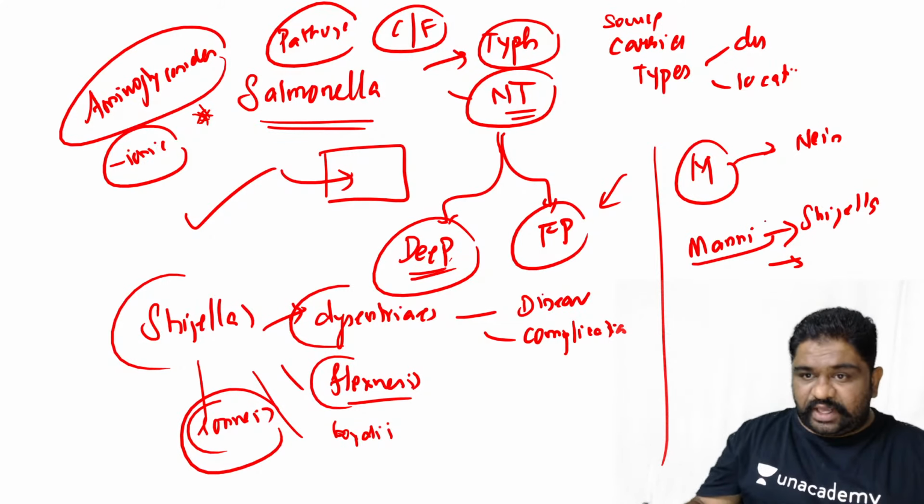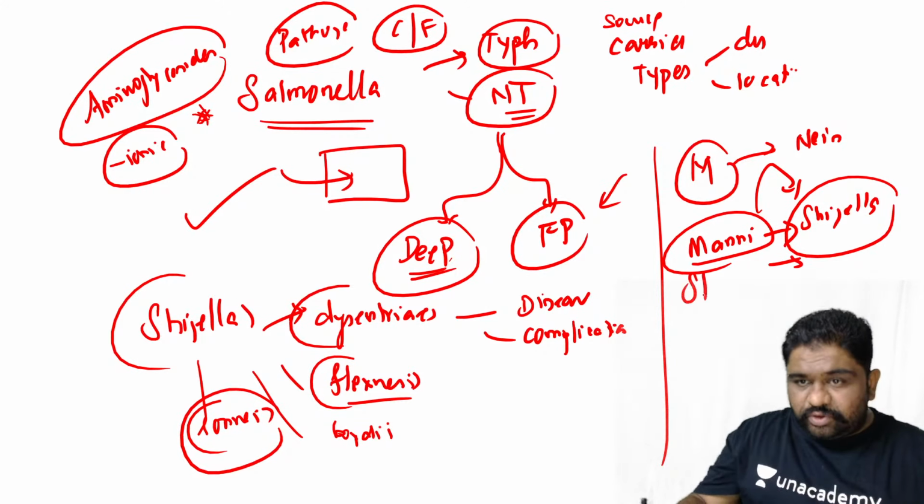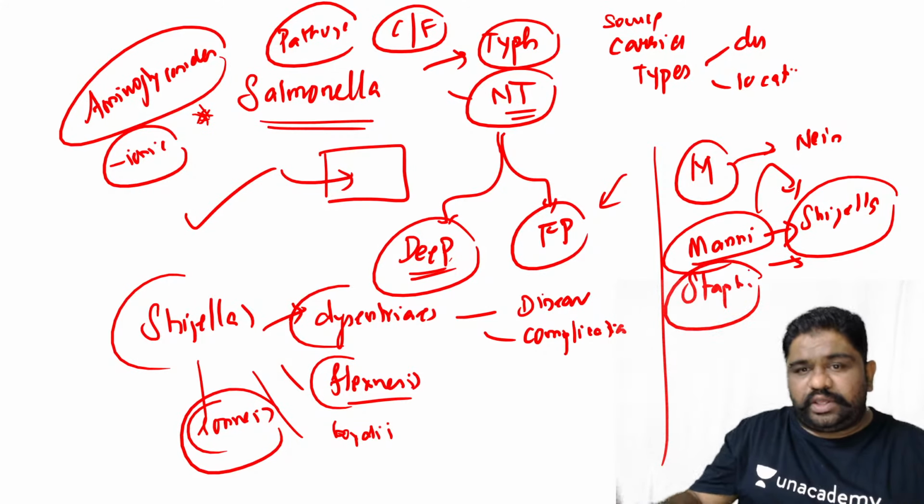If you remember, I'll be very happy. Mannitol fermentation should be learned for Shigella. Then for which other organism? Excellent, for Staphylococcus aureus also. Okay, so with this we come to the atypical bacteria, which are Mycobacterium tuberculosis.